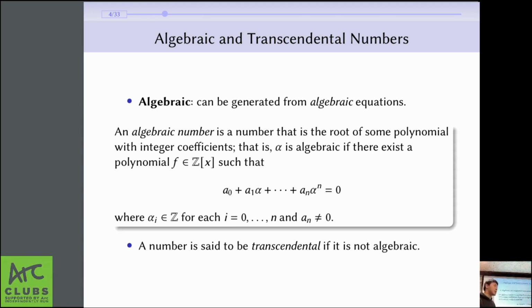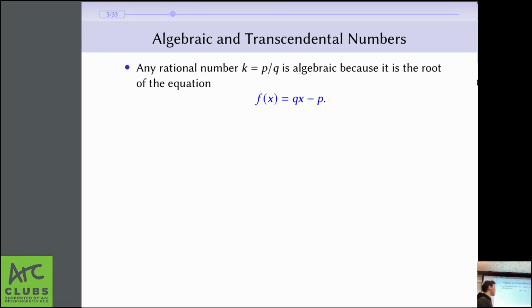A number is said to be transcendental if it is not algebraic. In other words, it is transcendental if there is no polynomial with integer coefficients such that whatever number you have is a root. So there are no such polynomials possible.